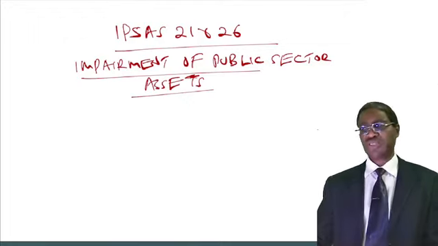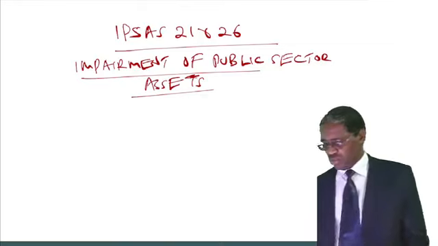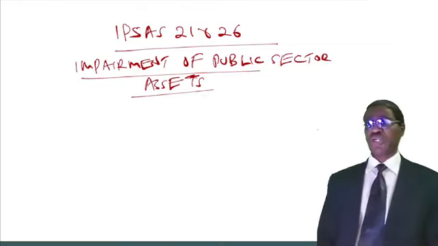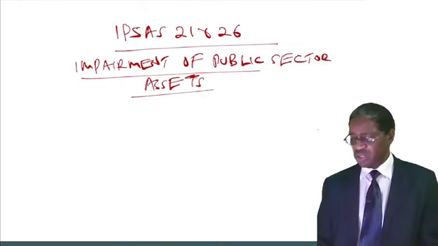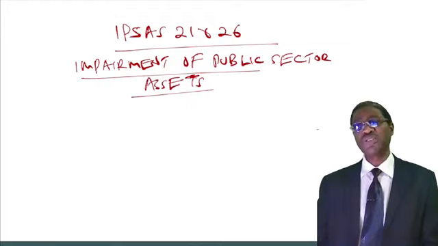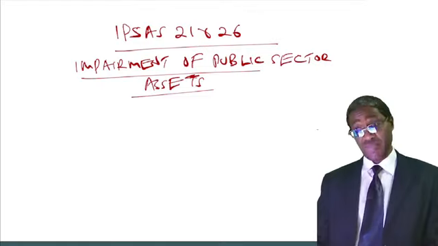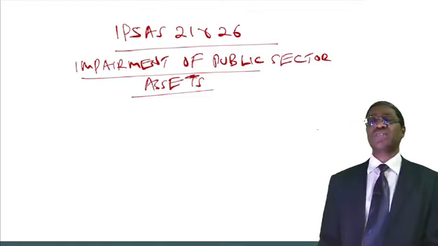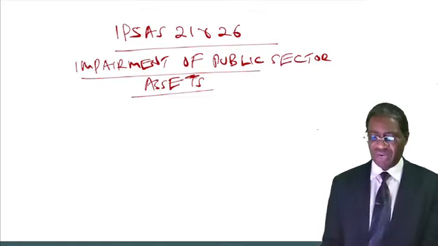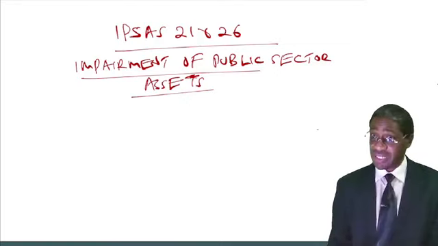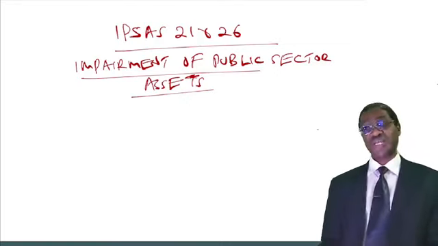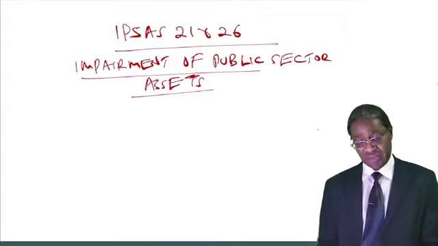Okay, so let's start. We want to start this new topic. And our topic is called impairment of public sector assets. This topic is covered under IPSAS number 21 and IPSAS number 26.